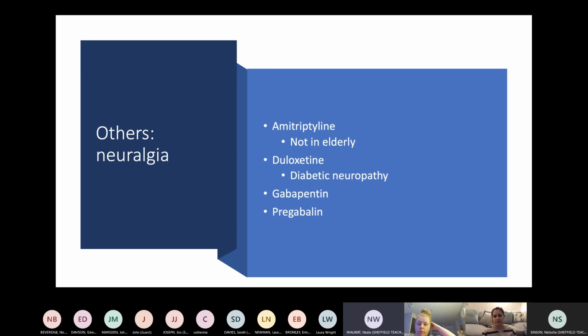Amitriptyline we tend not to use in the elderly. So again, we're thinking about the anticholinergic burden, so the risk of urinary retention and confusion associated with amitriptyline. However, you will see a lot of older people come in on amitriptyline at night. I can't say I necessarily cross them all off, but it's just something that we should be reviewing. Duloxetine we're mainly using for diabetic neuropathy, so peripheral neuropathy patients. Gabapentin and pregabalin are probably the 2 that, if someone's got neuropathic pain, to maybe consider starting.